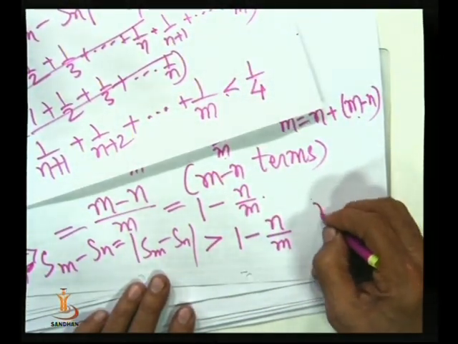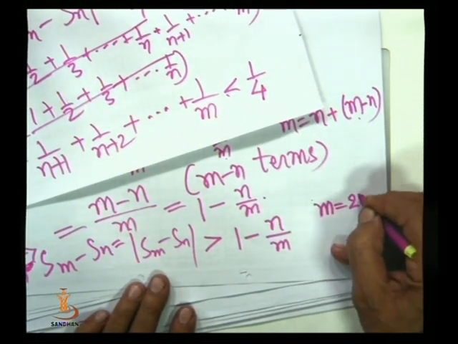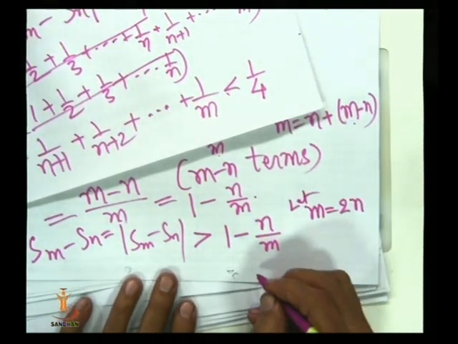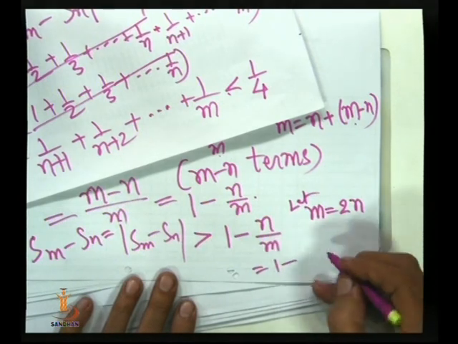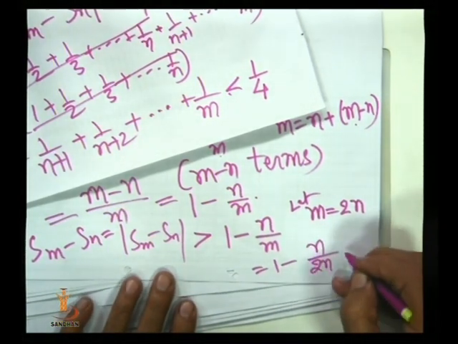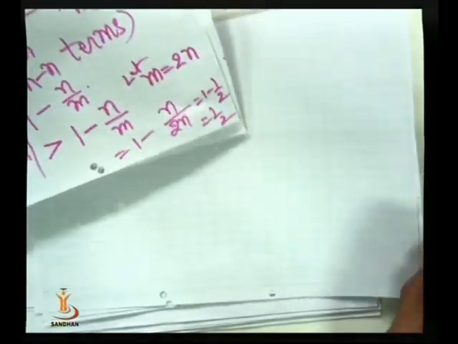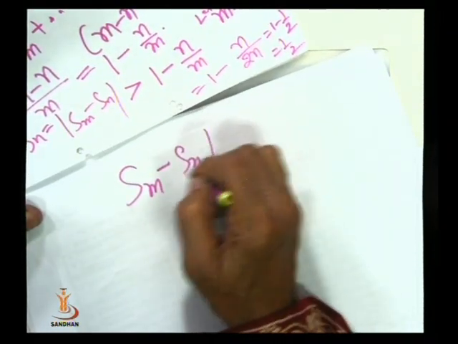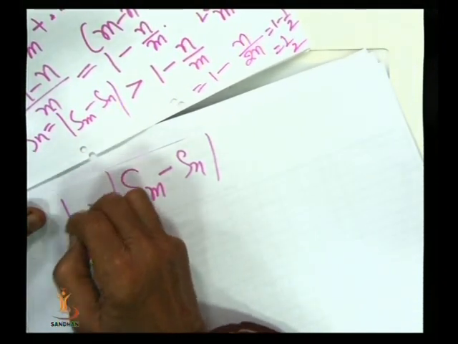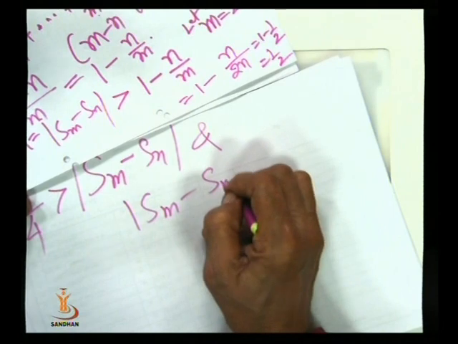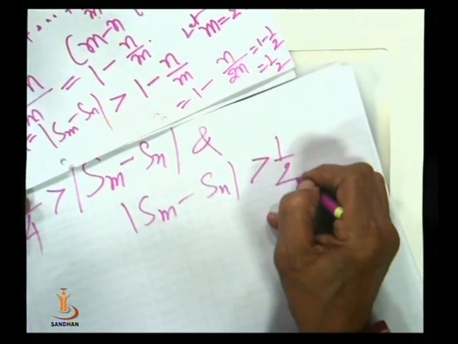So in particular I take m equal to 2n. In that case this becomes 1 minus n upon 2n, that is 1 minus 1 half, that is 1 half. That means what we have shown is that Sm minus Sn is less than 1 upon 4 and Sm minus Sn is greater than 1/2.